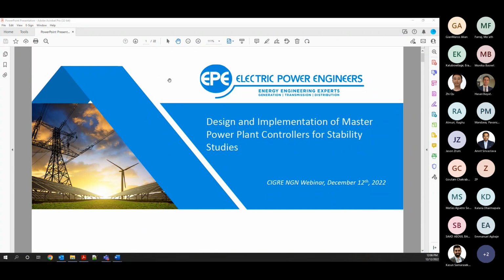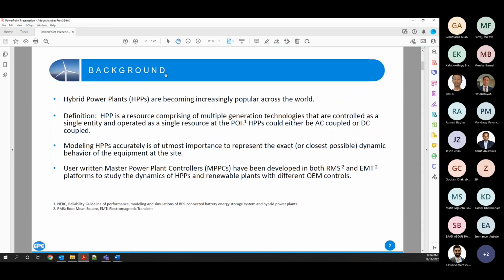I'll just get started by saying that even before we go into master power plant controllers, we will have to, at this point in time, talk about hybrid power plants. The reason for that is hybrid power plants are becoming extremely popular across the world, not only in North America, but in several other regions. We're seeing that AC coupled or even DC coupled BESS with wind, or solar PV and BESS, are getting very popular. Now, from our point of view, a hybrid power plant, and I've put the definition up here for everyone, is basically termed as a resource that can comprise multiple generation technologies, which are controlled as a single entity.